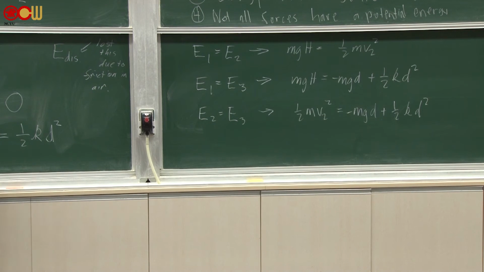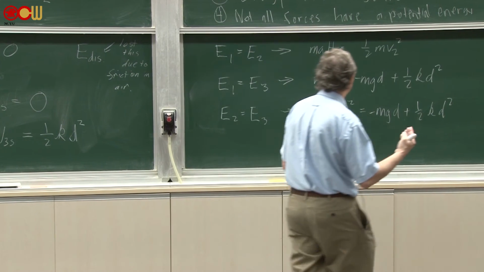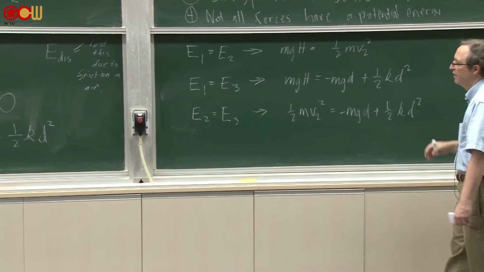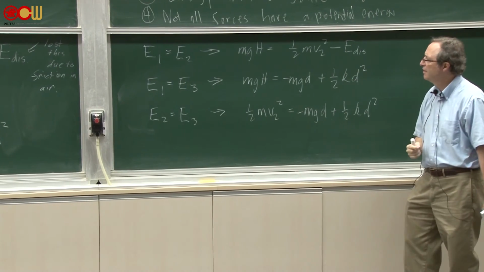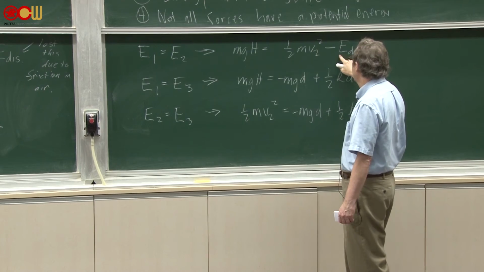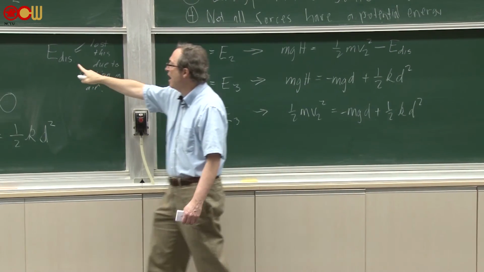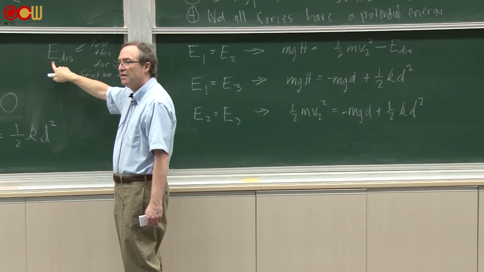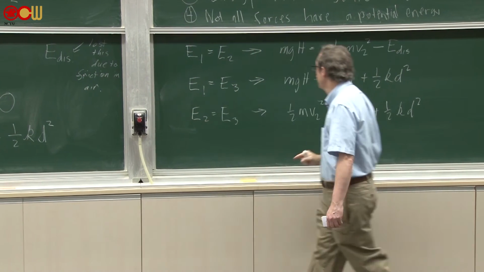All right, so this is the energy lost from here to here. How would I add that in? How would I deal with that? Where do I put that? In here, here, or here. So if I do this, notice what happens. Now, EDIS is a positive number, right? And you're subtracting it, right?